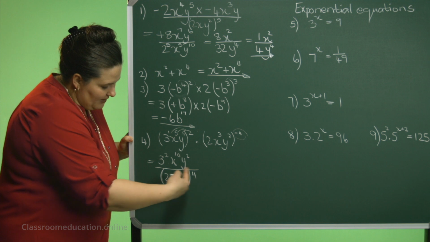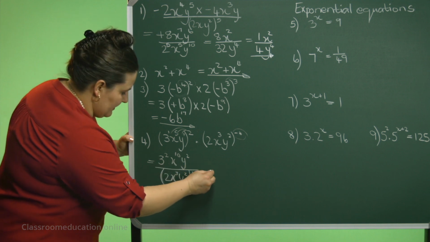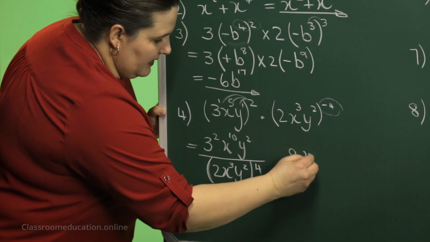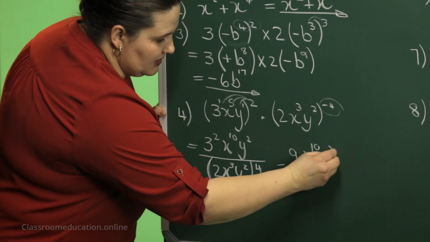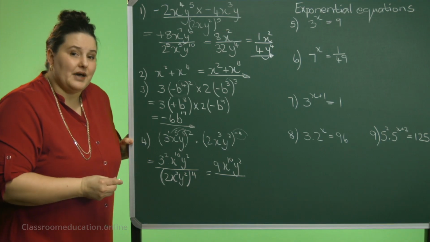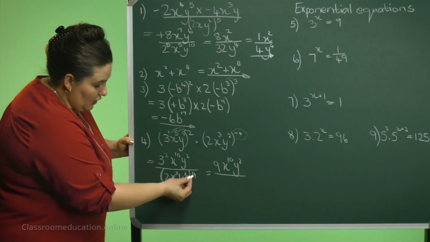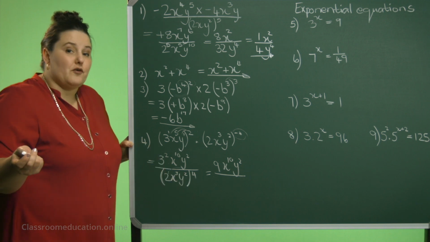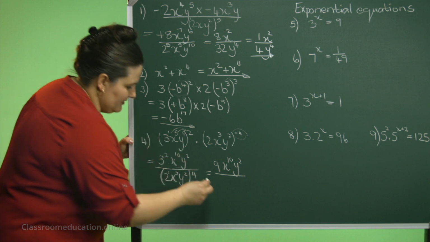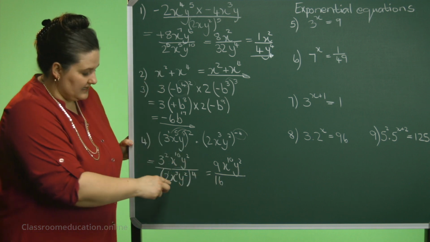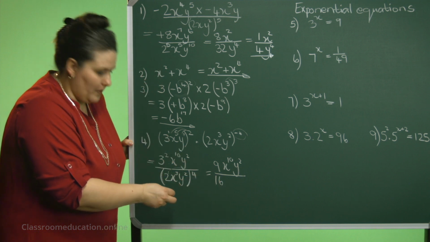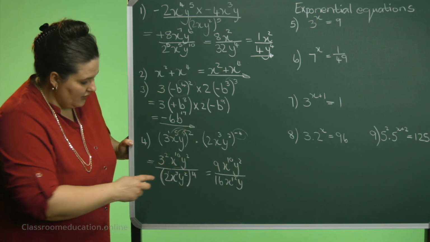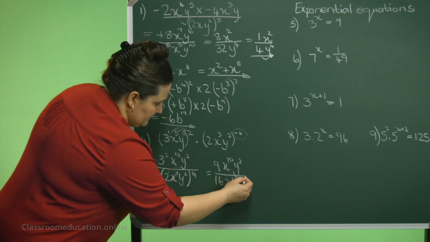And now I can simplify my denominator there. So my numerator, I can say 3 squared. It will be 9, x to the power of 10, y squared. And in my denominator, I will have 2 to the power of 4. What is 2 to the power of 4? 16. My x's, x to the power of 12. And the y's, y to the power of 4 times 2, 8.